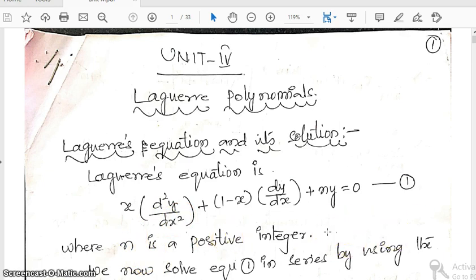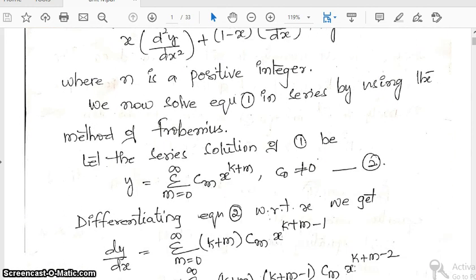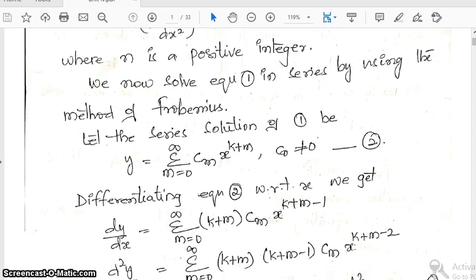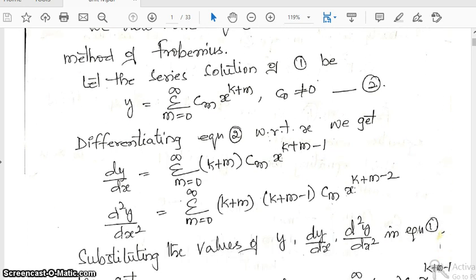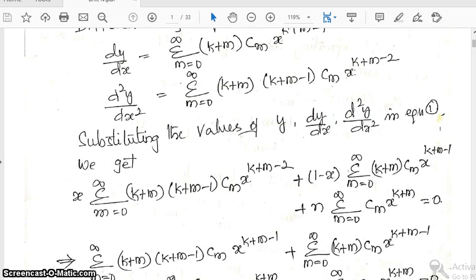To find the solution, we again use the method of Frobenius. Here we will take the ascending powers. So let the solution of this series be y equal to summation c_m x to the power of k plus m, m from 0 to infinity, c0 not equal to 0. By differentiating with respect to x, we will get y dash and y double dash. Then substituting the values of y dash and y double dash in the given equation, that is equation 1, we will get this equation.